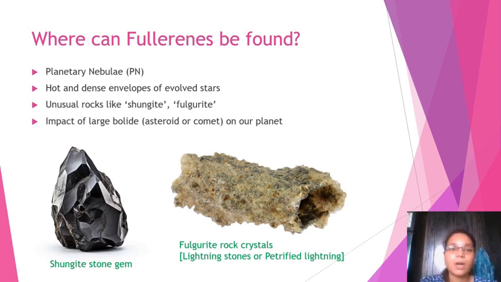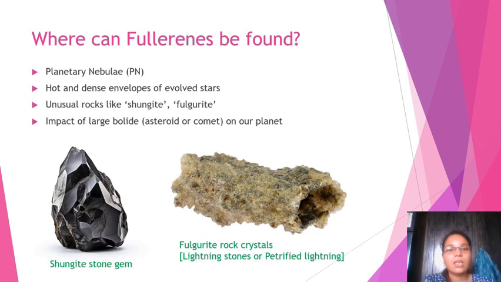Where can fullerenes be found? If we talk about space, fullerenes can be found in planetary nebulae, which are basically gas clouds around old dying stars which are approximately the size of the Sun. Fullerenes can also be found in hot and dense envelopes of evolved stars in space. As far as the planet is concerned, fullerenes can be found in some unusual rocks like shungite and fulgurite.